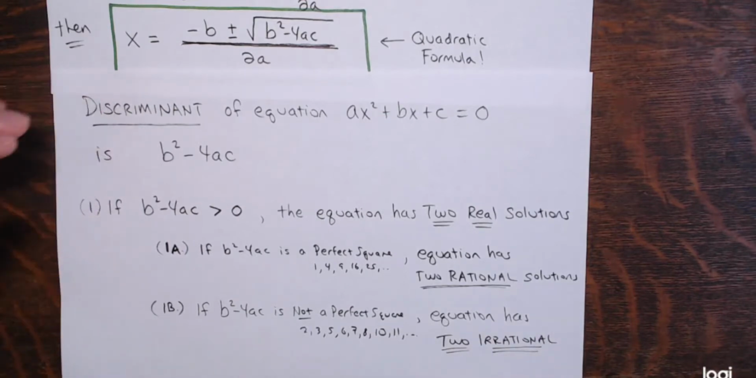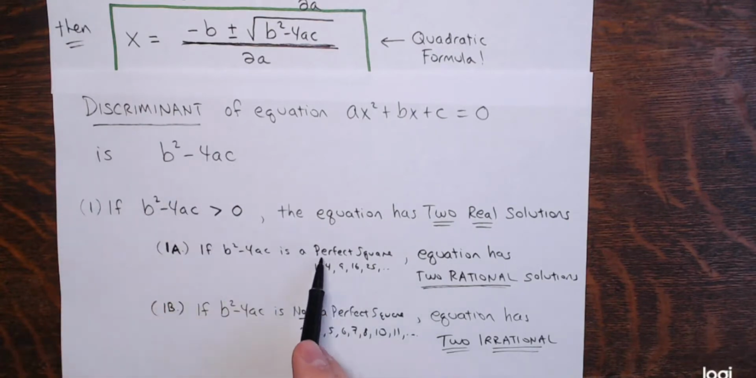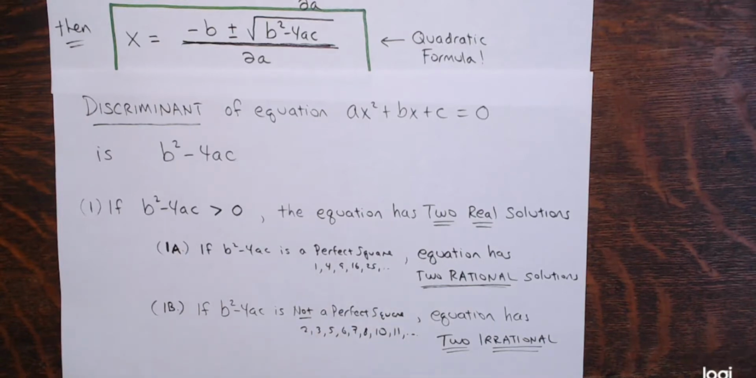Okay, so that's case 1. If the discriminant is positive, then ask yourself, is it a perfect square? Is it not a perfect square? Well, I have two rational solutions or two irrational solutions. All right, in case 2.